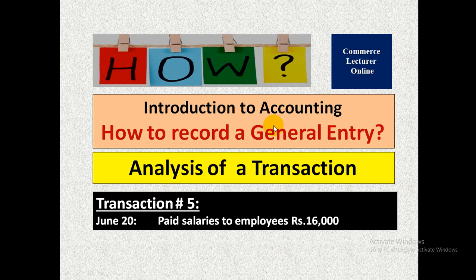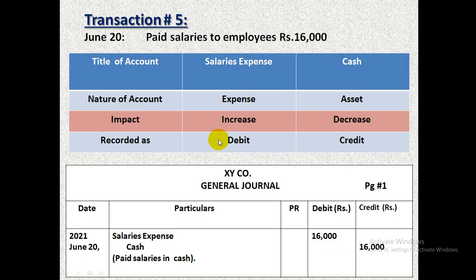How to record a journal entry. Transaction number 5. June 20th is the date. Paid salaries to employees rupees 16,000. Let's see how to record this journal entry in Journal.